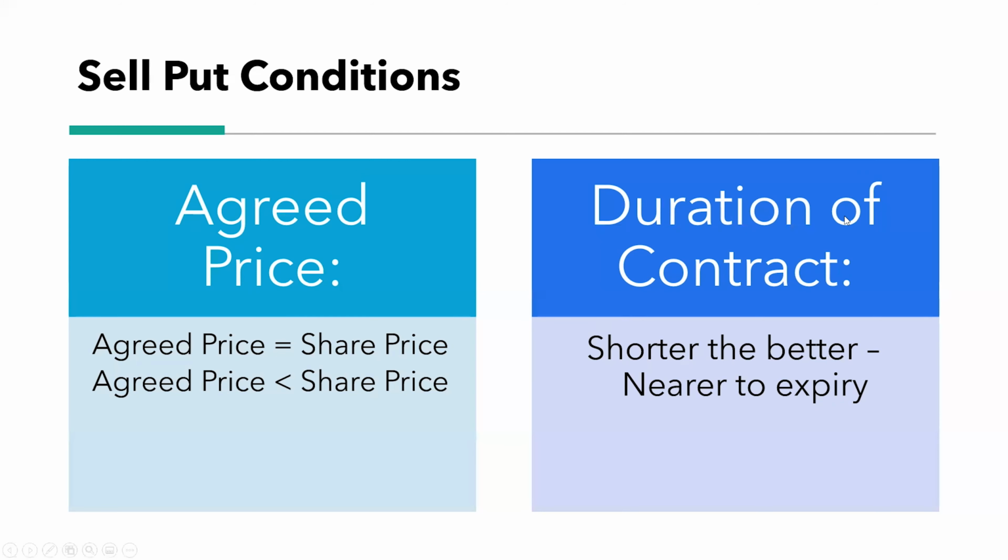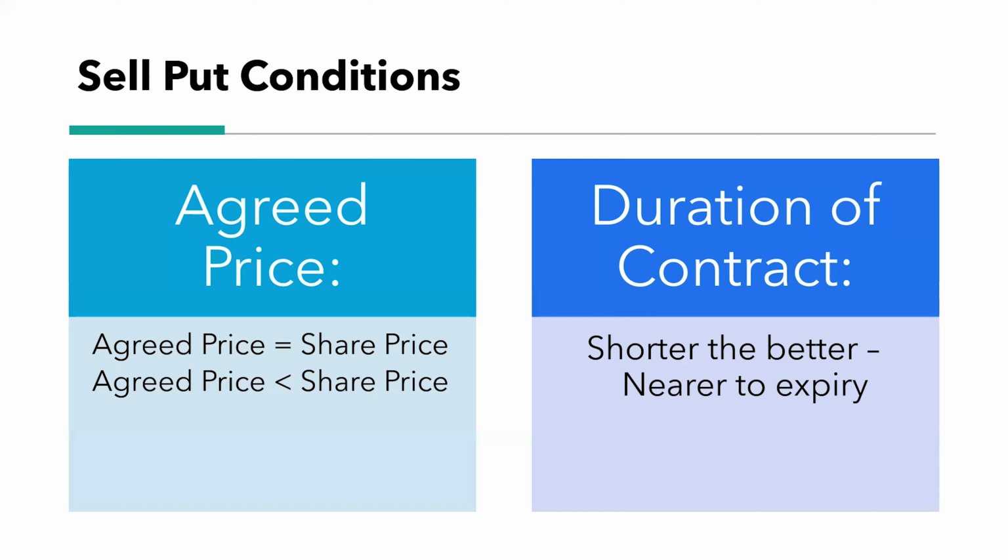Now, moving on to the duration of the contract. Generally speaking, being a seller, you're obliged to carry out some clauses. Being a seller of a put contract, you are obliged to buy the shares if the buyer decides to exercise it.